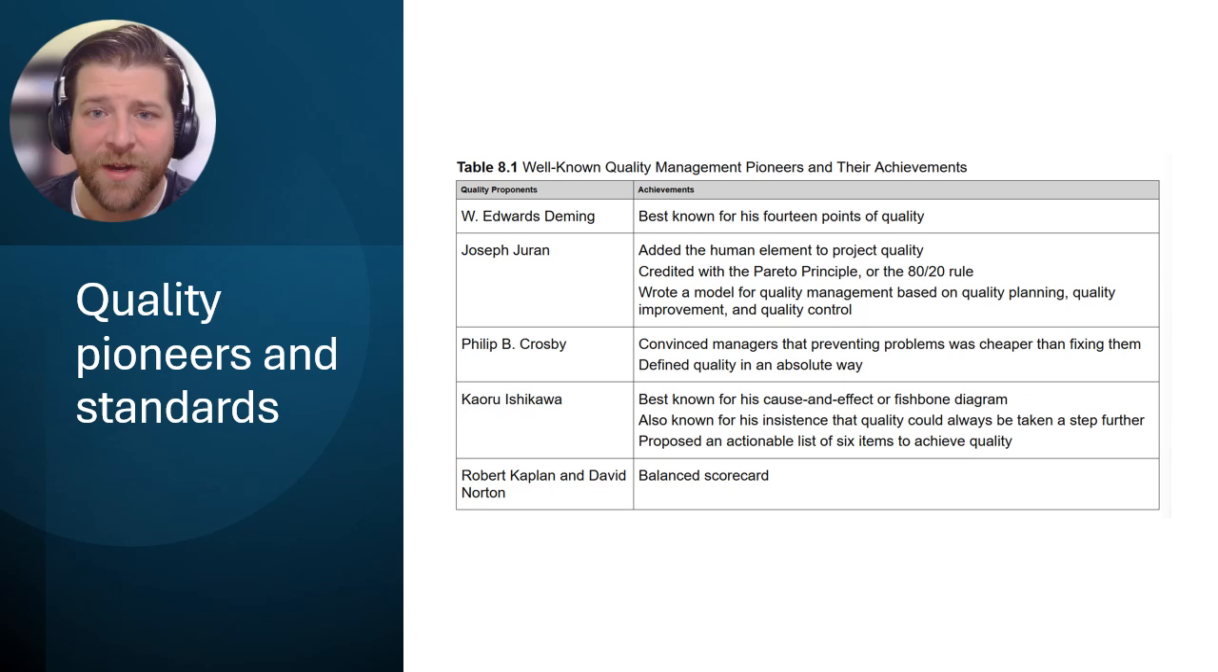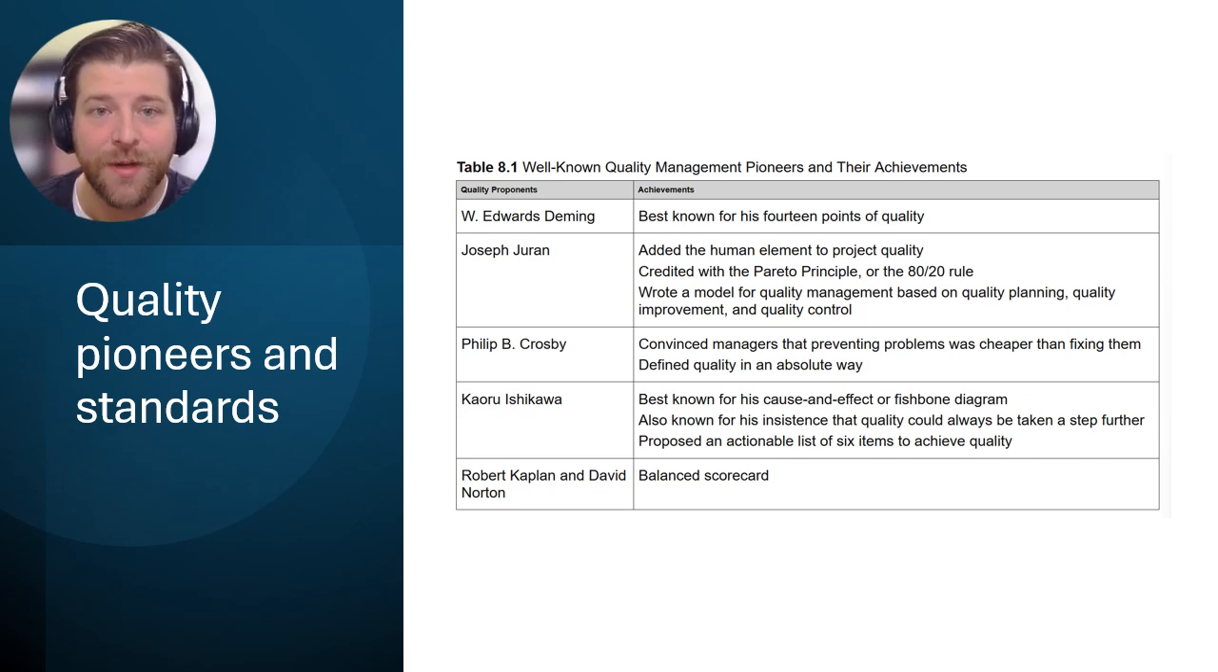Throughout the years, there have been many well-known pioneers in the field of quality management. Some of these pioneers include W. Edwards Deming, Joseph Juran, Philip B. Crosby, Kaoru Ishikawa, and Robert Kaplan and David Norton. Deming is best known for his 14 points of quality, which emphasize a systematic approach to management focused on continuous improvement, fostering a culture of innovation, teamwork, and learning to enhance quality and productivity while reducing inefficiencies.